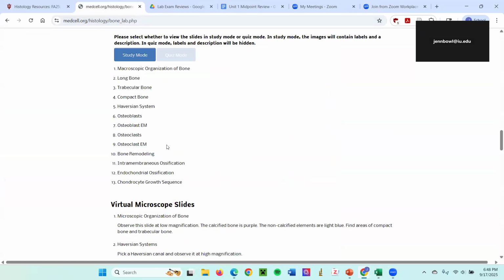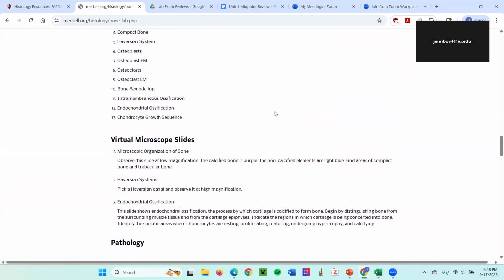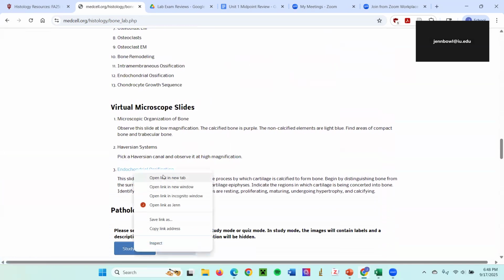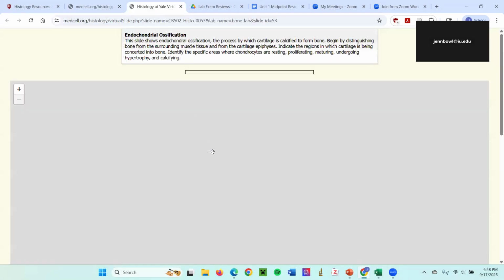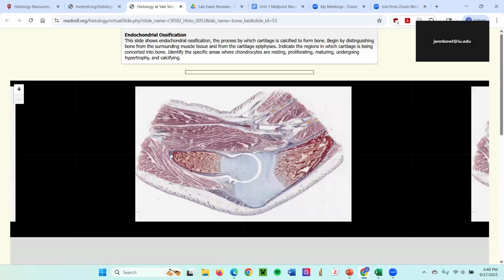All right, last thing before we get to the practice questions, I want to go over endochondral ossification. Okay, we do have a microscope slide for this one. Okay, so I had you guys spend a lot of time on this on the worksheet because it's such an important slide to know.